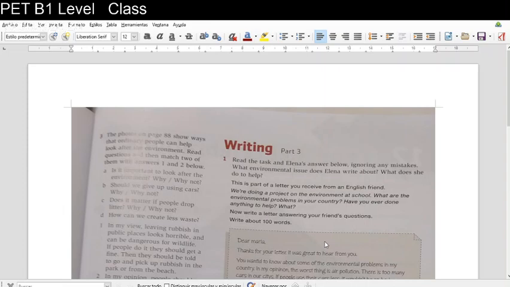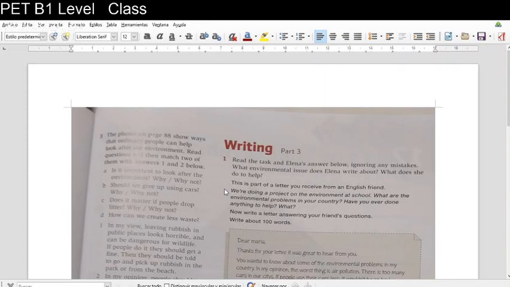What environmental issue does Elena write about, and what does she do to help? This could be the kind of task, as you know, in the new exam format. In that new exam format, you don't have to write a letter, you have to write an email, but it's so similar, an informal email, so this could be good for you. This is part of a letter you received from an English friend: We are doing a project on the environment at school. What are the environmental problems in your country? Have you ever done anything to help? Now write an email answering your friend's questions. Write about 100 words.